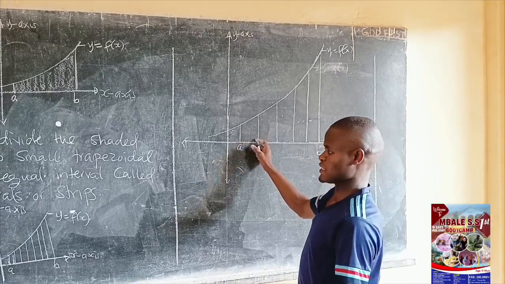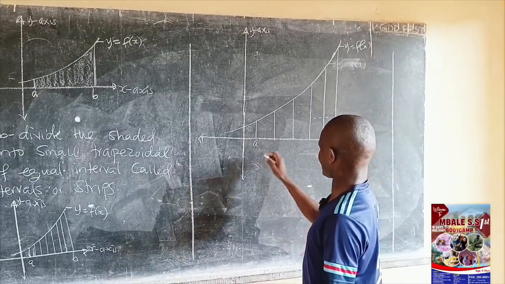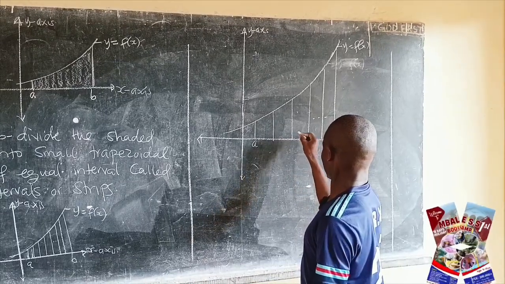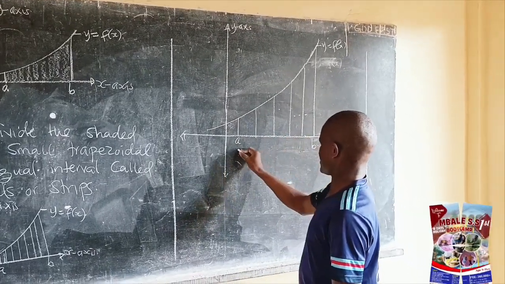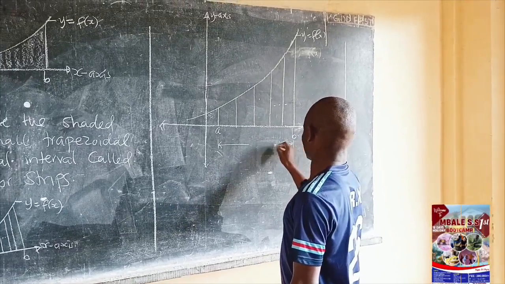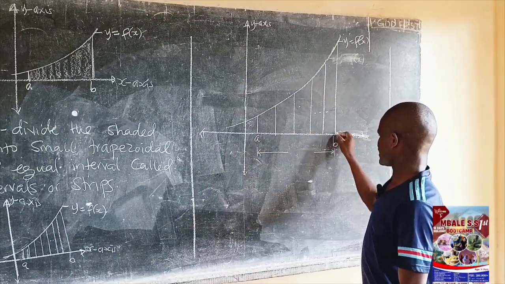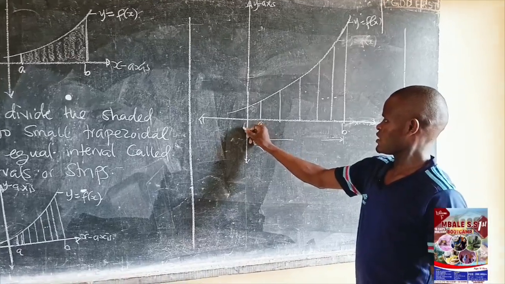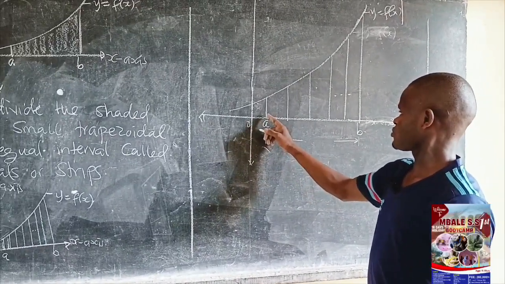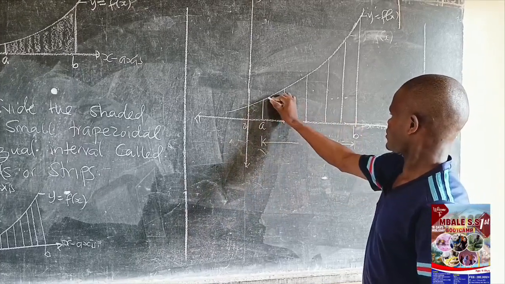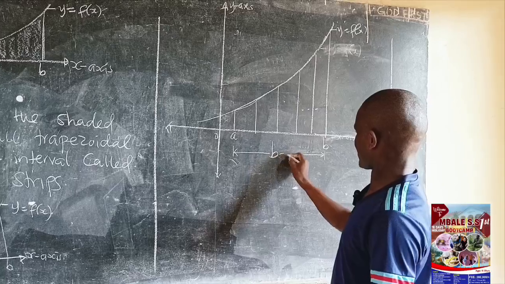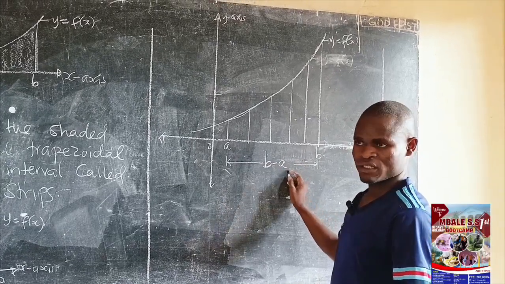Now when you are looking at this, there is a very small interval that you check. From here up to here is the same as from here up to here, and the same as from here up to here. Remember, B is the displacement from the origin, and A is also the displacement from the origin, so the distance between them, since you're only interested in this area, is always B minus A, the whole distance.